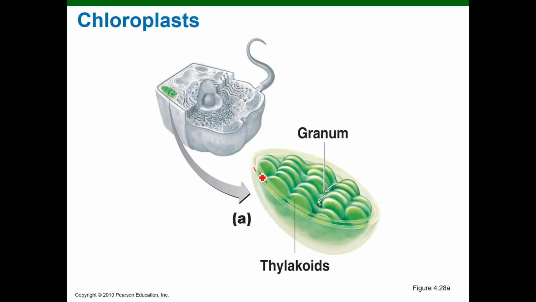Chloroplast, same thing, double membrane. So we have this outer membrane functioning similarly to a bacterial cell wall, and then the inner plasma membrane is highly folded. A stack of folds is called a granum, and the individual membranes are thylakoids. Similar terminology is used between chloroplasts and some bacterial cells.